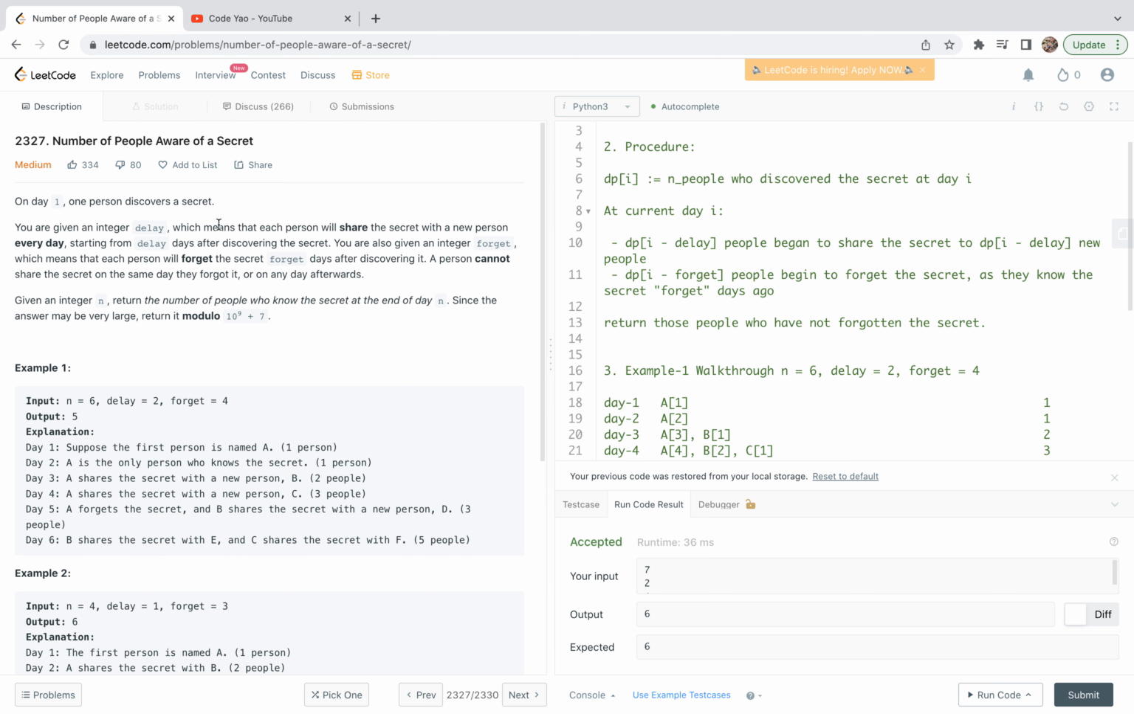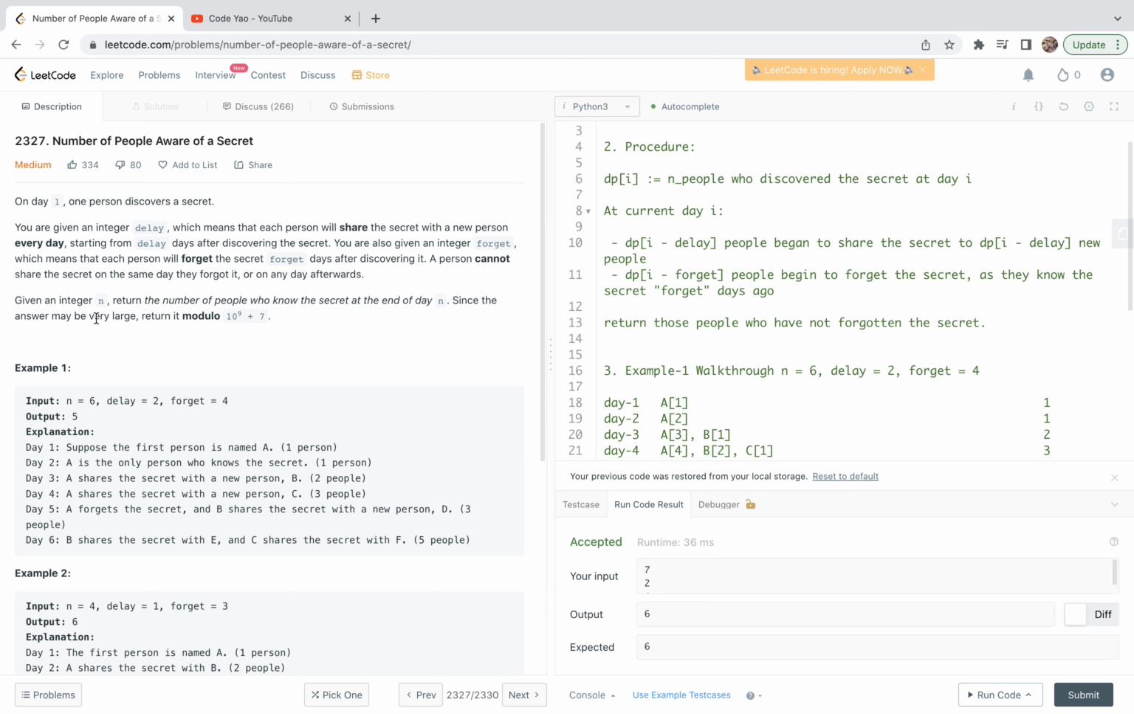First, let's look at the statement. On day 1, one person discovers a secret. We are given an integer called delay, which means that each person will share the secret with a new person every day starting from delay days after discovering the secret. We are also given an integer called forget, which means that each person will forget the secret forget days after discovering it. A person cannot share the secret on the same day they forget it or on any days afterwards.